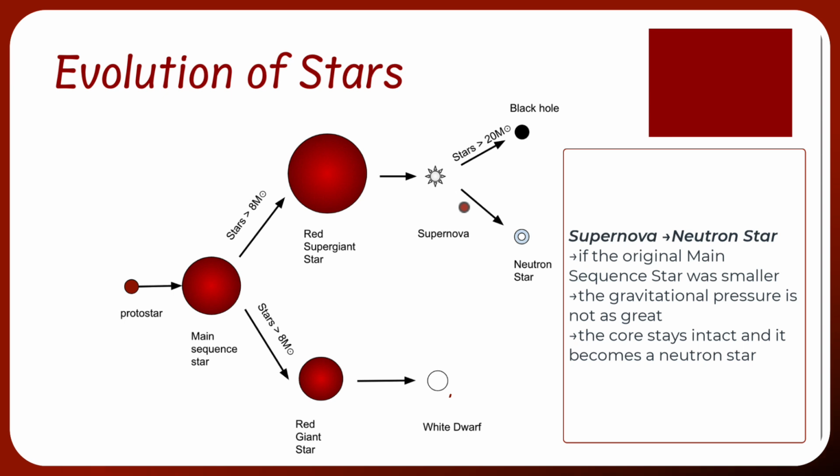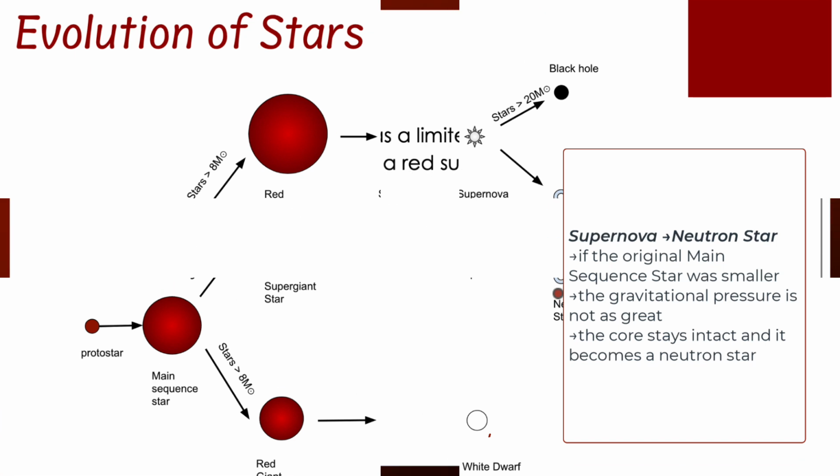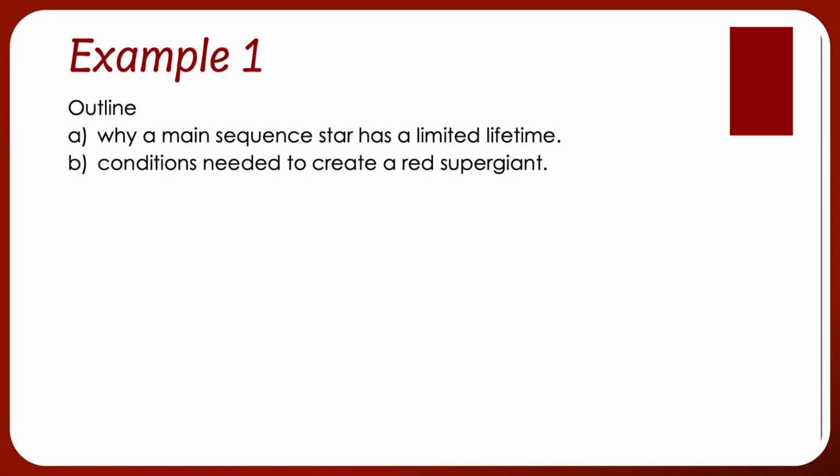If we have a core that's less massive, then we can still have the outside leaving from the supernova, but what we're going to be left behind with will be called a neutron star. So let's look at some of these examples. And to be honest, I would keep that diagram that we were looking at in our mind as we structure our answers. Outline, that's a level 2 question, so not just straightforward like a state, but not necessarily as detailed as an explain. Why does a main sequence star have a limited lifetime?